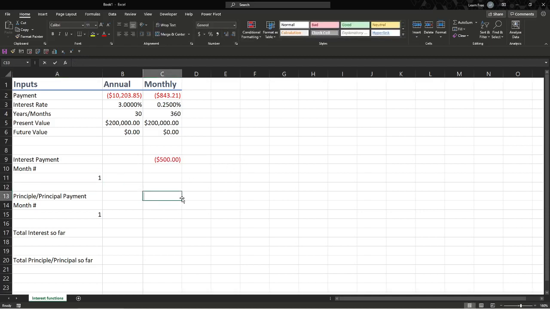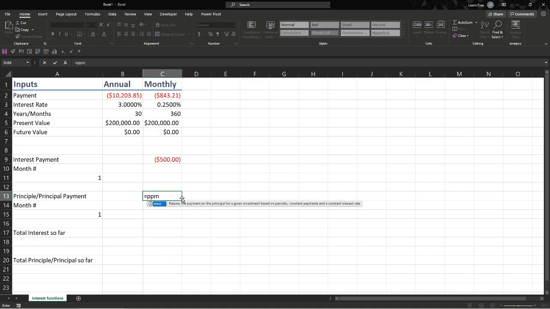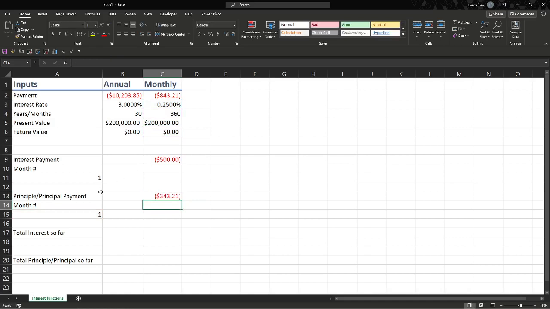Now we'll do the principal component, equals PPMT, so equals payment, PMT, interest payment, IPMT, principal payment, PPMT. The rate, same thing, click there. Let's use a comma. Then the period, we're going to do number one. Number of periods, same thing, 360, you get the idea. Future value, zero, and end of the period, zero, close it, voila.